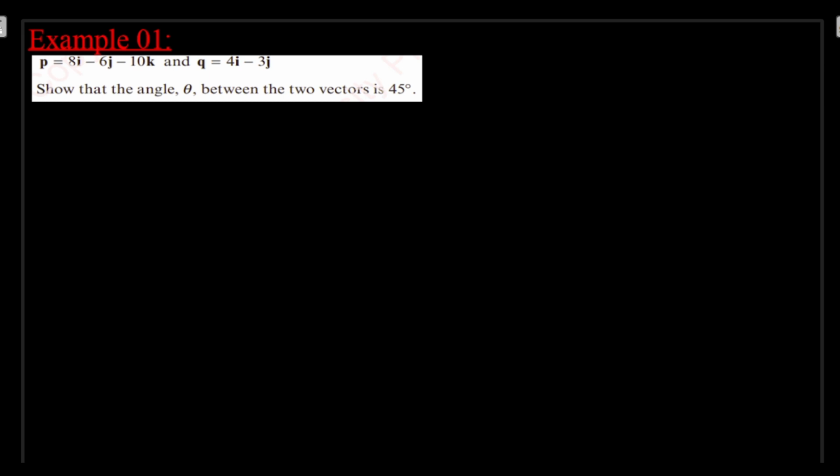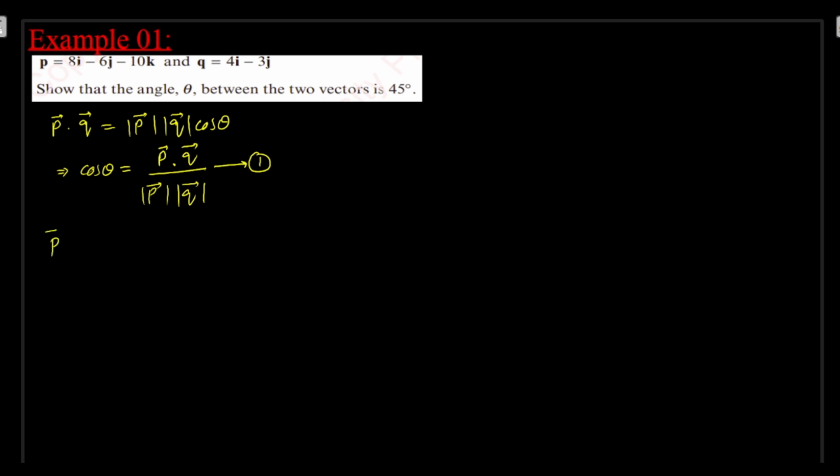vectors is 45 degrees. By definition of the scalar product, we know that the scalar product between two vectors p and q is p dot q is equal to |p||q| cos theta. This implies cos theta is equal to p dot q divided by |p| into |q|. So in order to find theta between the vectors, first we find the dot product between the vectors.